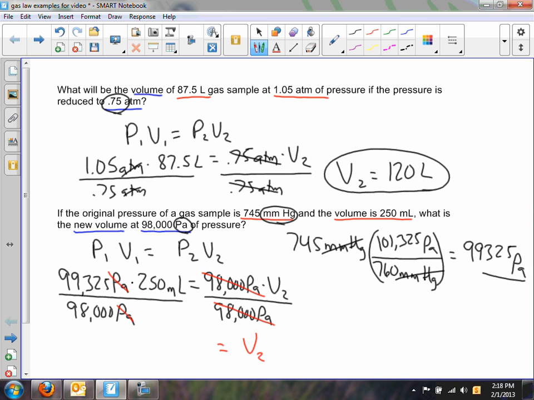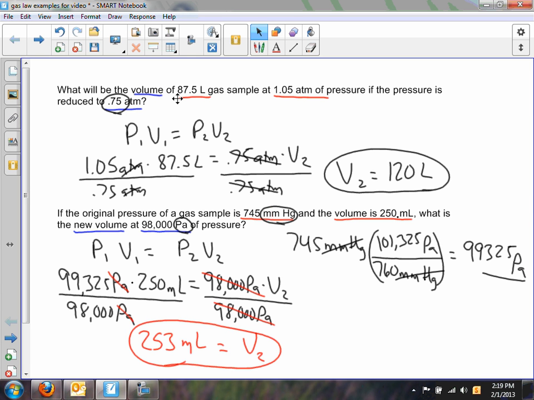These units cancel out. So when I multiply 99,325 times 250 divided by 98,000, I get 253. Looks like there's only, well, I'm going to change this to actually 250 milliliters. So then I can use 3 significant digits, 253 milliliters. Pressure went down a little bit, so the volume goes up a little bit.